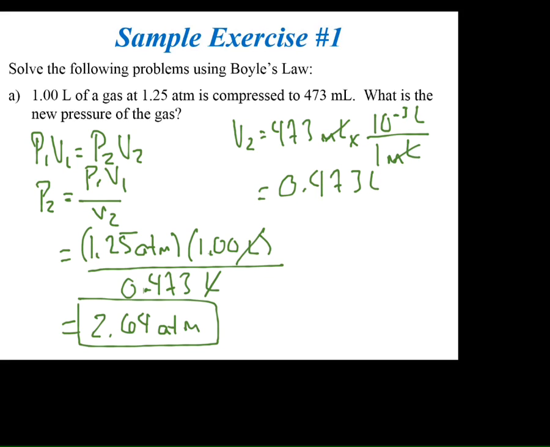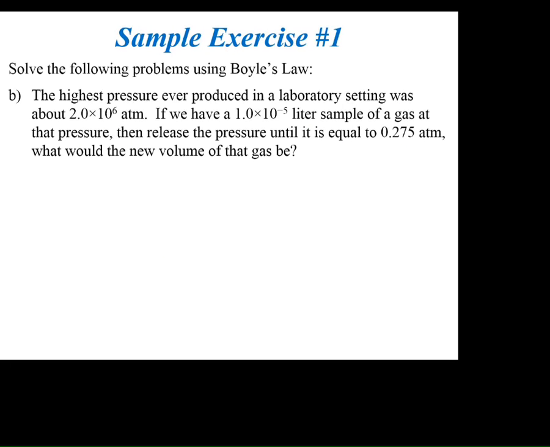The volume decreased? Yeah, the volume went down about half, and the pressure went up about double. Does that make sense? You see that? The volume was about half, so the pressure was about double. So one goes down, the other goes up. Right, so that makes sense. Okay, your turn. Try the next one here.